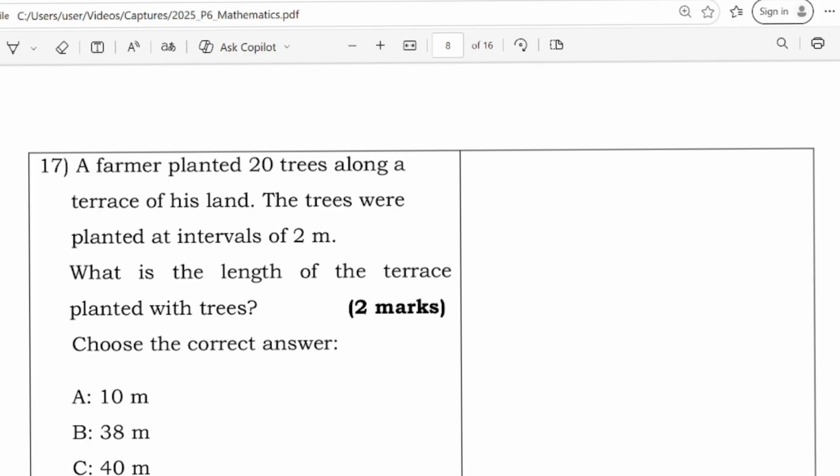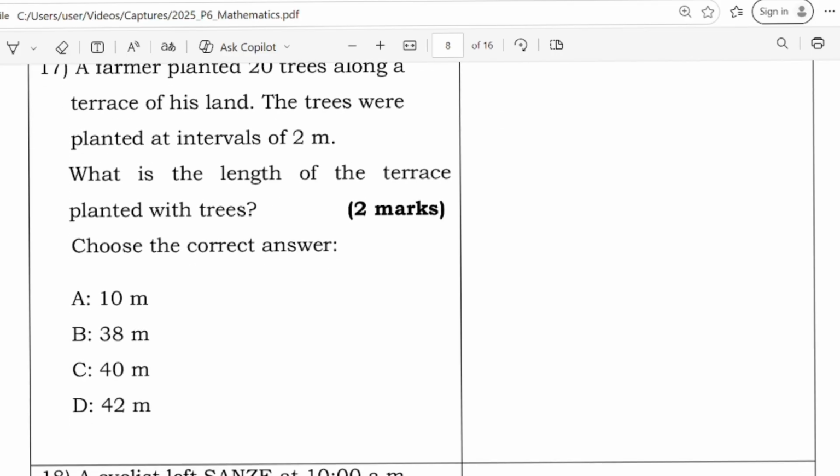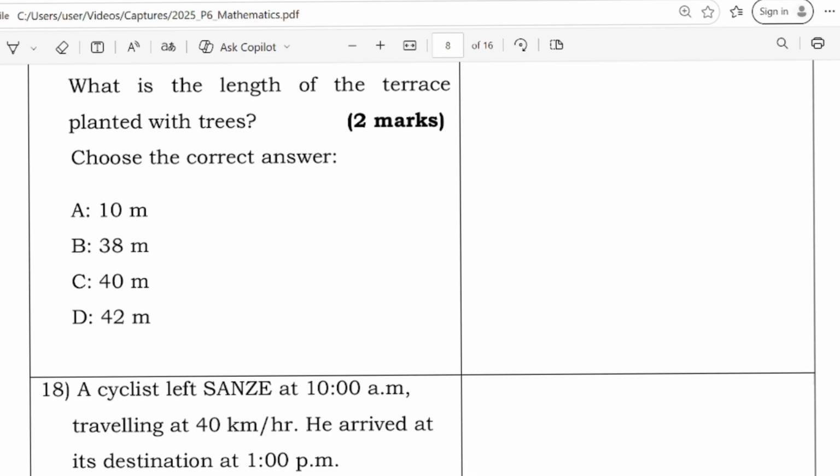And this question is about the farmer who planted these trees along the terraces of the land, and we plant at an interval. He was using a 2 meter interval. So what is the length of the terrace? Yes, if he used 20, he should also check in these options.